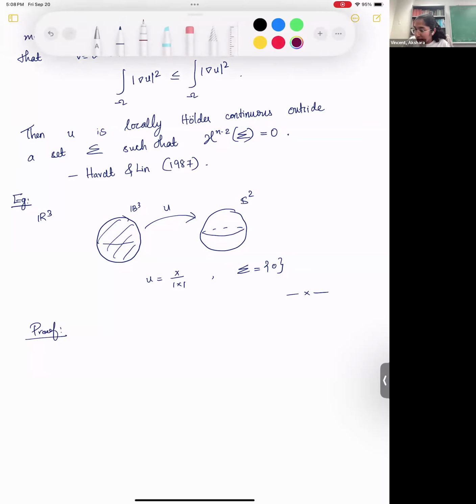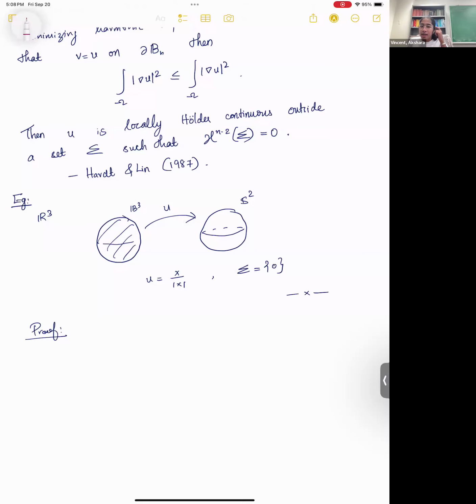This theorem is proved through a few different steps, and the first important step is the following proposition, which is called the decay estimate.